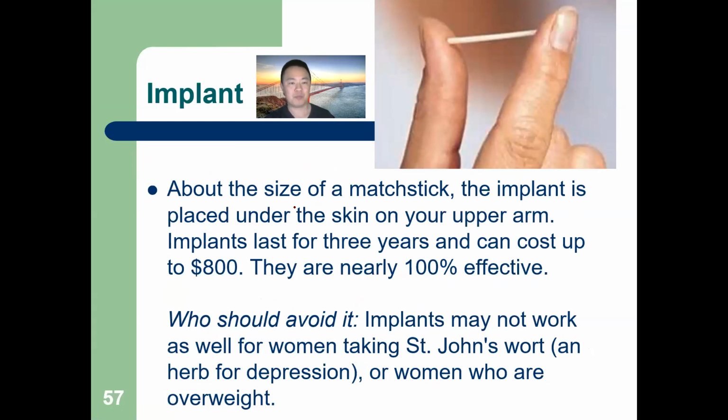All right, another method here is the implant, okay? This implant is about the size of a matchstick, and the implant is placed under the skin on your upper arm, and it can last for 3 years, but can cost upwards of $800. Okay, so 800 divided by 3, it's like 260, 270, I don't remember, 200 and something dollars a year. They are nearly 100% effective. However, they may not work well for women who are taking the St. John's wort, which is a herb for depression, or women who are overweight.